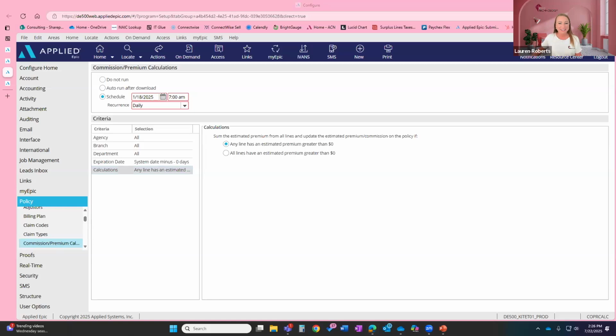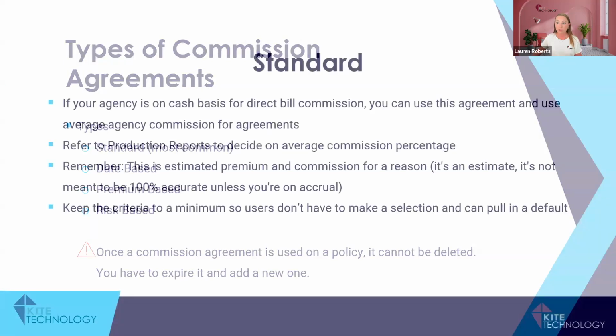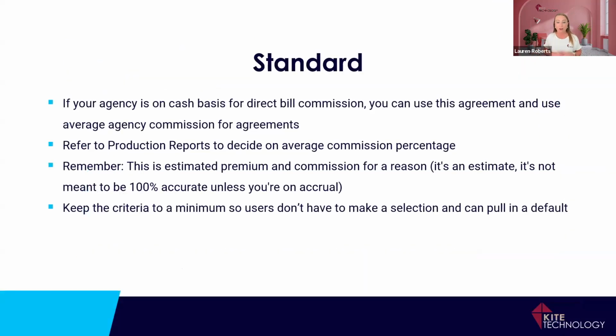All right, fantastic. So we will jump back over. Thank you, Laura. And we are going to go into those types of commission agreements. So I'll let you take over and let me know when you are ready for me to navigate over to Epic. Right. So again, we've got the first one, which is the most common, which is your standard. If you are on cash basis for direct bill commission, you can use that agreement. And remember, an average is okay. So you always want to manage for that norm.